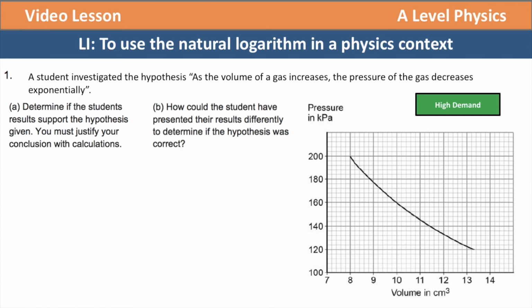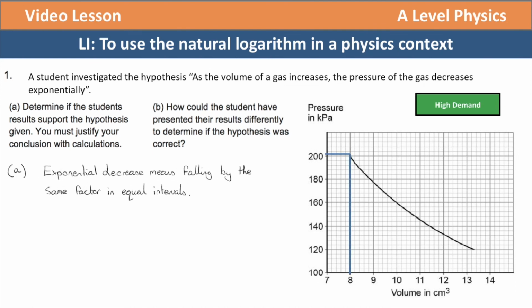We'll start off looking at the graph and choose a volume of 8 centimetres cubed. When the volume is 8 centimetres cubed, the pressure is equal to 200 kilopascals. Now when we move on to 9 centimetres cubed, we can read off what the pressure is there, and the pressure will be 176. So we're using an interval there of 1 centimetre cubed, and so we do 176 kilopascals divided by 200 kilopascals, which equals 0.88.